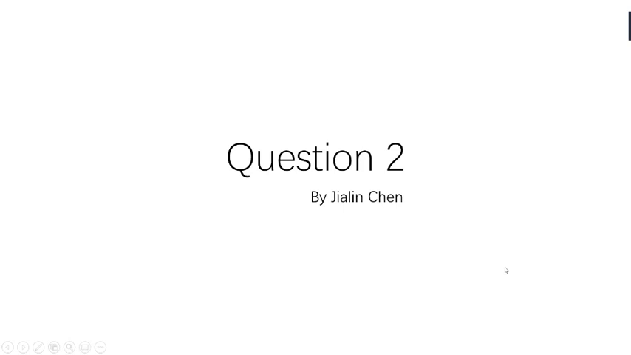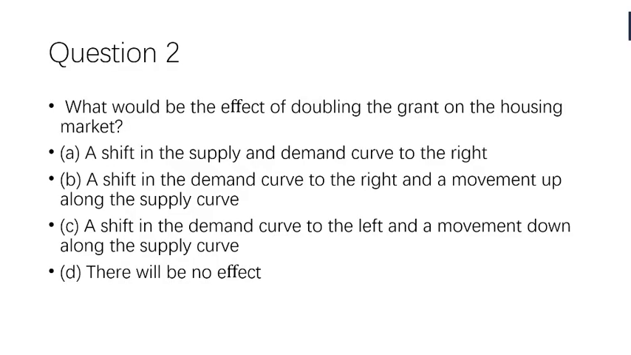Hi there, I'm in charge of question 2, Jialin Chen. Question 2 is asking what is going to happen to the housing market when the grant is doubled. Answer A is a shift in the supply and demand curves to the right. B is a shift in the demand curve to the right and a movement up along the supply curve. C is a shift in the demand curve to the left and a movement down along the supply curve. D, there will be no effect.